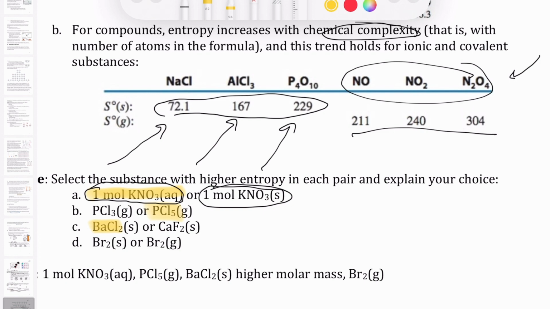And lastly, we have Br2 solid and Br2 gas. That one should be pretty easy to look at. The gas would have a higher entropy, again, because it's a gas. It's the least ordered state of all of the states of matter.